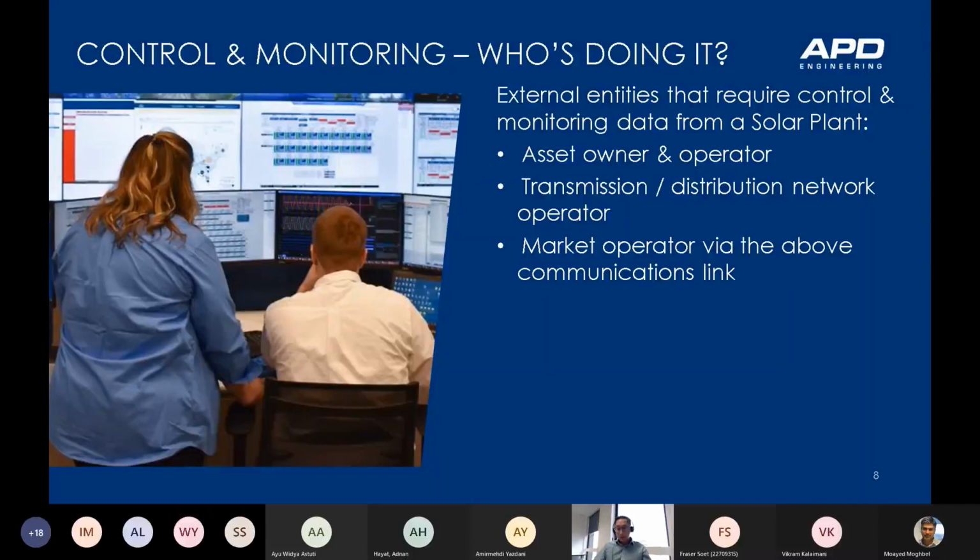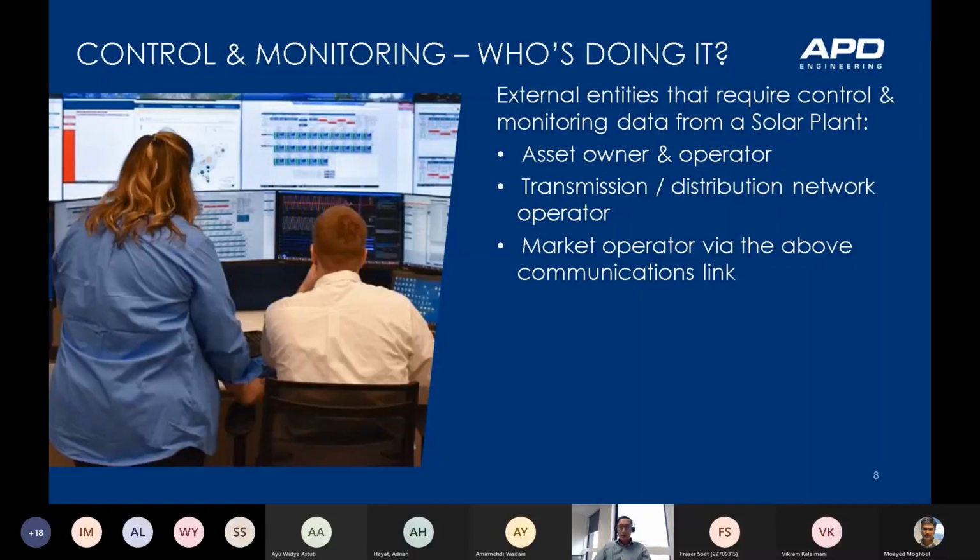Also, the transmission or distribution network operator is interested in the data that you get out of the solar plant. Think of network operators like Western Power, Transgrid, South Australia Power Networks, etc. And the market operator, AEMO, is interested in how much power this solar farm is generating, power quality, and the ability to start, stop, or curtail generation.